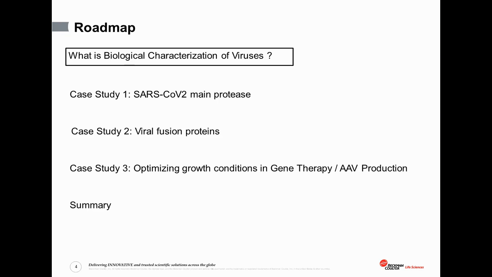So first, we're going to talk about the biological characterization of viruses and discuss in some detail what that might actually mean. And then we will go on to three different case studies. The first case study involves the application of sedimentation velocity AUC to study the SARS-CoV-2 main protease. This is, of course, an extremely important system at this point in time.